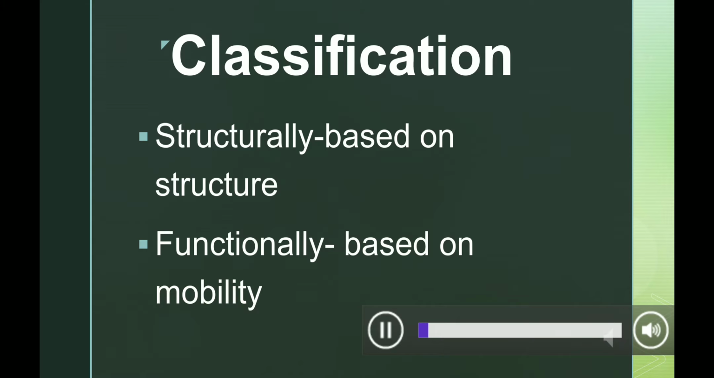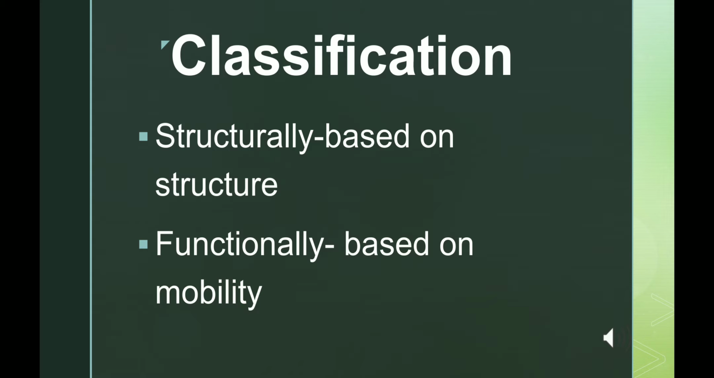So joints have been classified into two types, that is based on structure and based on function. Structurally means how these two bones articulate to each other, what helps in the articulation of these two bones. And functionally means if these joints are mobile or not, or slightly mobile, etc.